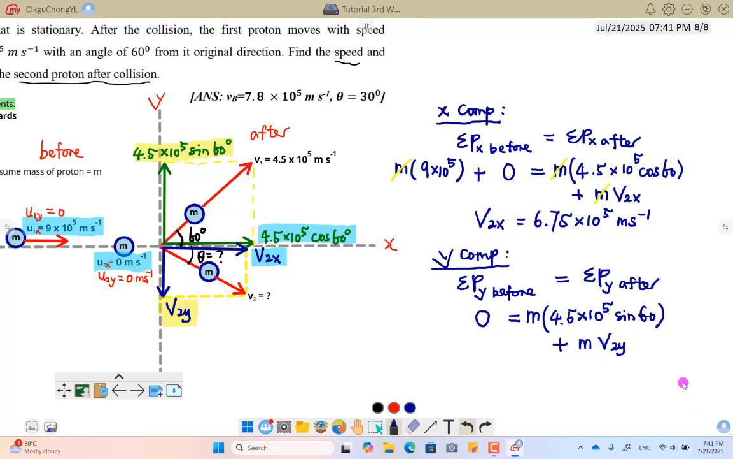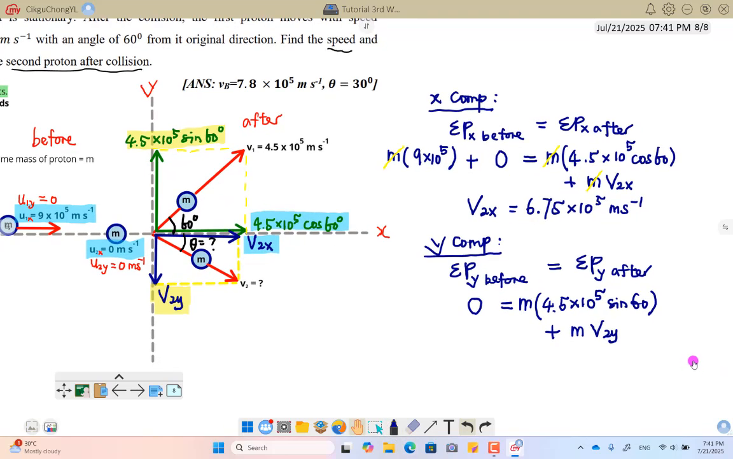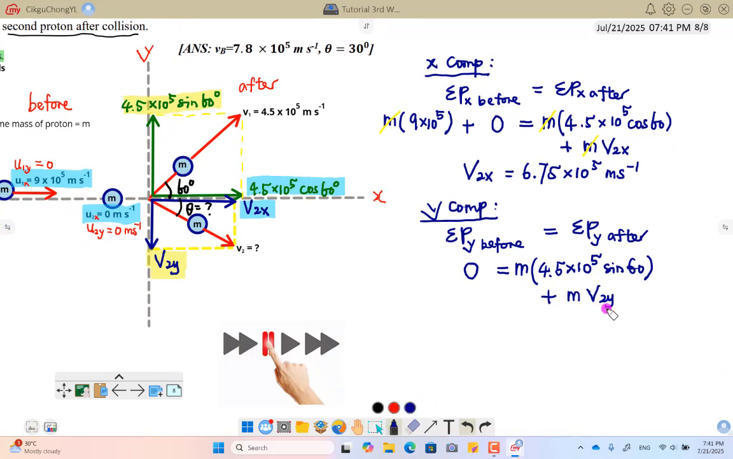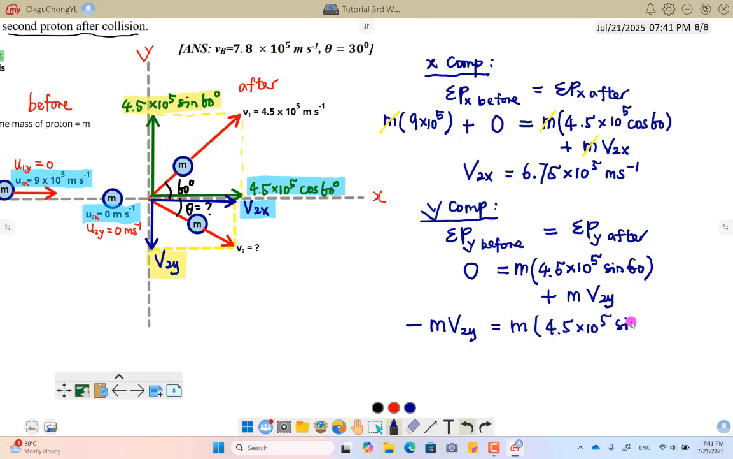You may pause the video to solve for v2y. So I rearrange the equation. I'm going to have negative m v2y equal to m times 4.5 to the power of 5 sin 60. So I can cancel the common m on both sides of the equation. Then I'll solve for v2y. So I'll get my v2y will be negative 3.897 to the power of 5 meters per second.